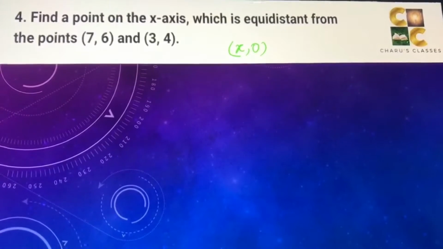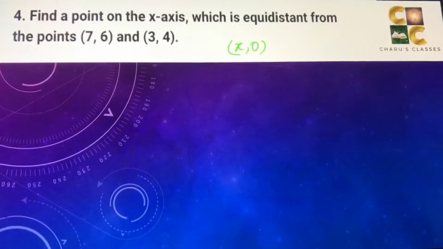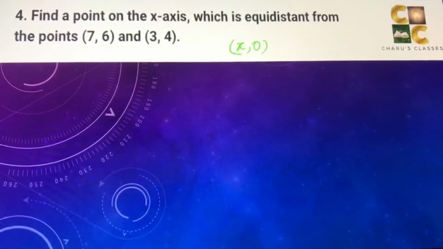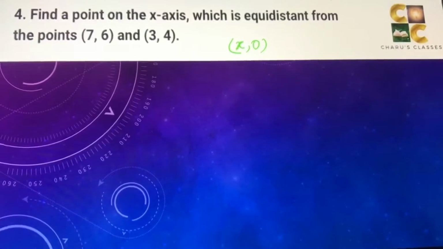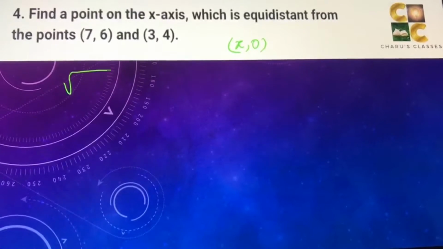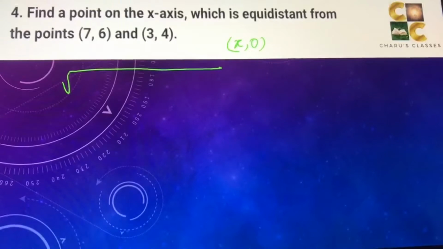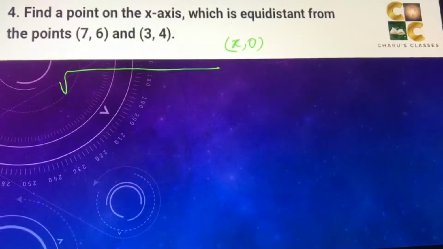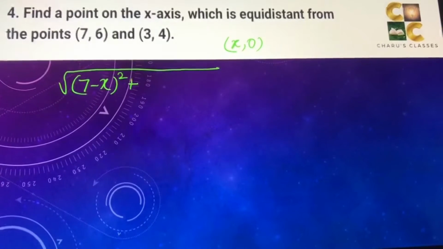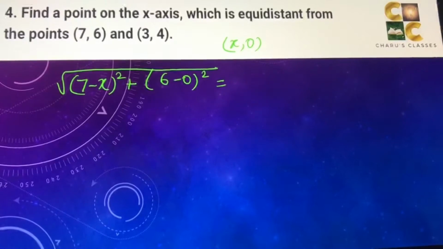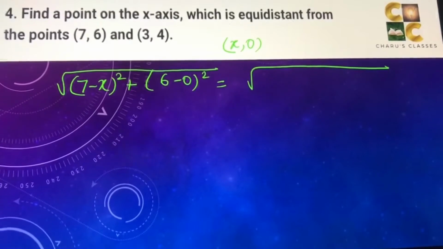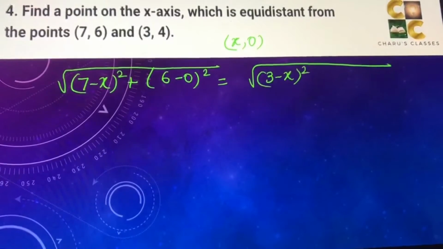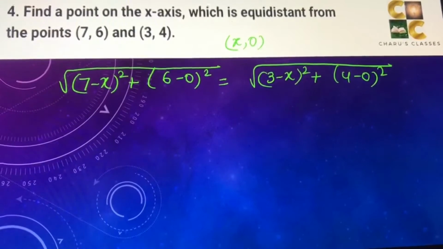We have to find this point which is equidistant from the 2 points. Means x, 0 का जितना distance 7, 6 के साथ है उतना ही distance 3, 4 के साथ है. So we are going to use the distance formula to solve this. So using the distance formula, that is square root of x2 minus x1 whole square plus y2 minus y1 whole square, we will have square root of 7 minus x whole square plus 6 minus 0 whole square is equal to square root of, now the distance between point x, 0 and 3, 4. So that is 3 minus x whole square plus 4 minus 0 whole square.